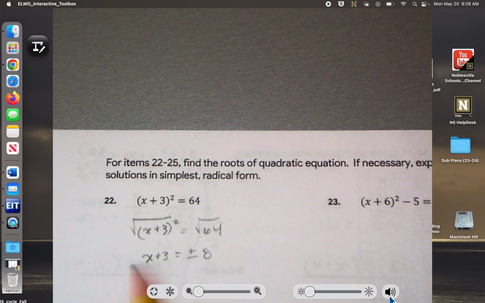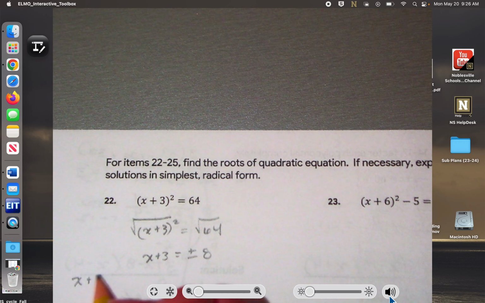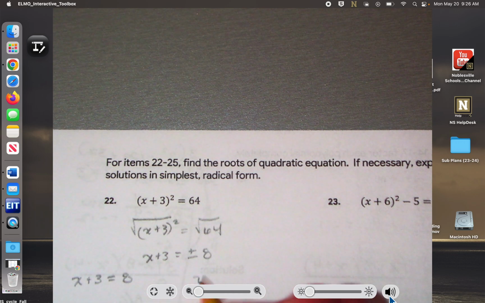You can also multiply negative 8 times negative 8 and get 64. So this is where I'll set up two separate equations. x plus 3 equals 8. x plus 3 equals negative 8.